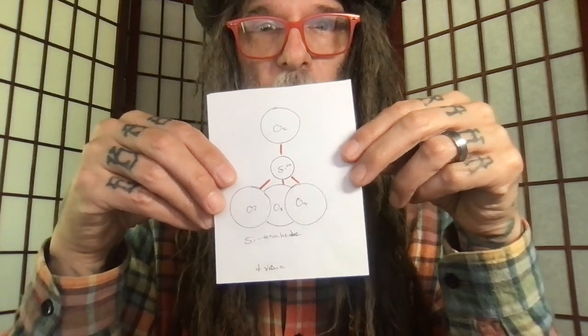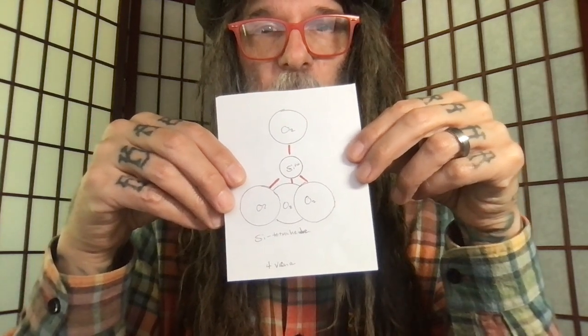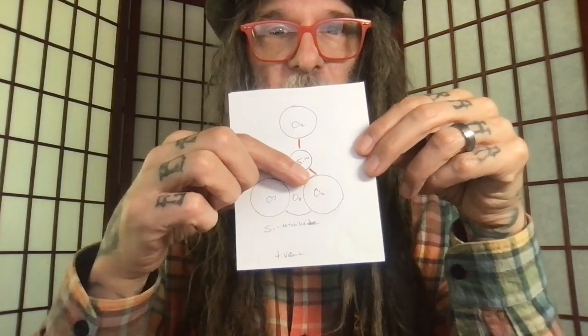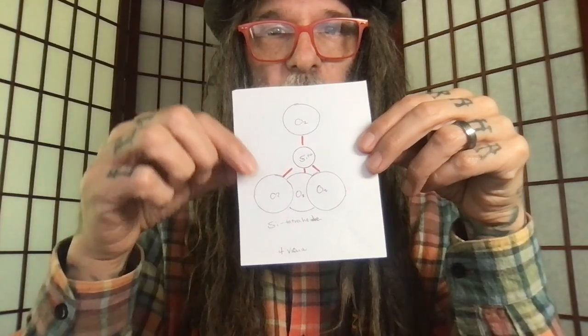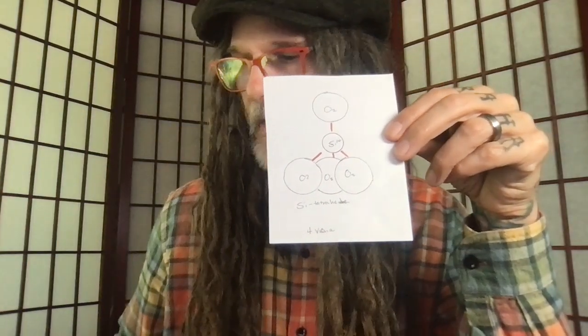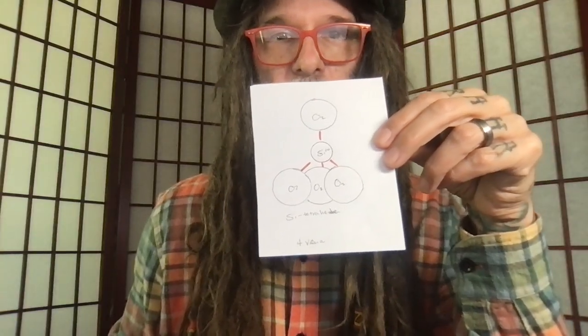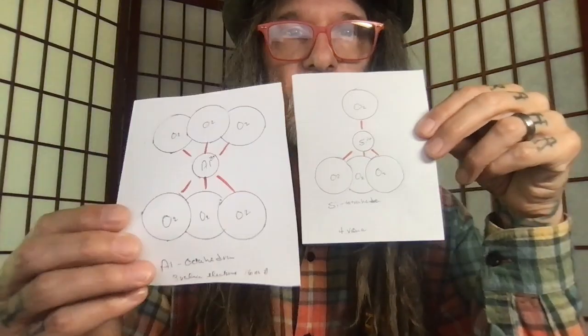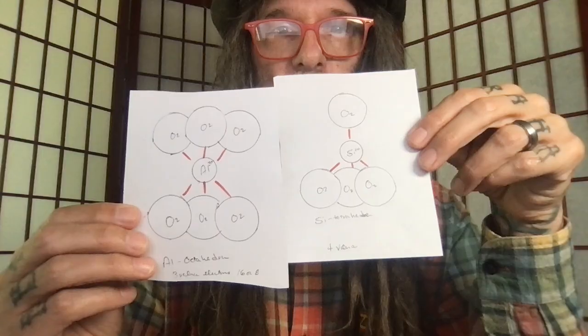So here's what happens if you form a layer with silica and oxygen. You've got a Si plus 4, and so you form this tetrahedron with 4 oxygens. We won't get into the chemistry. I won't terrify anybody with the chemistry, but just a visual. And then here's what it would look like if you formed a layer with aluminum.